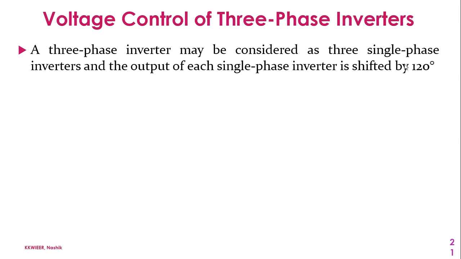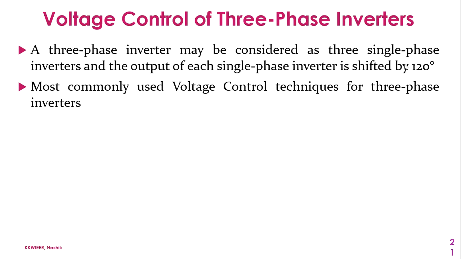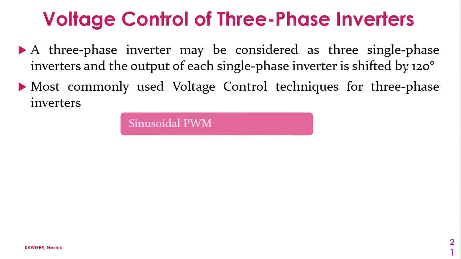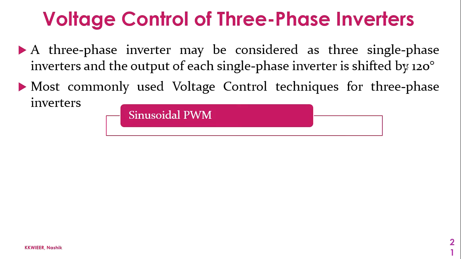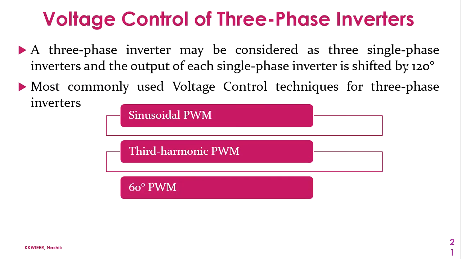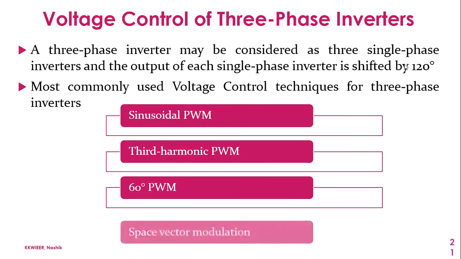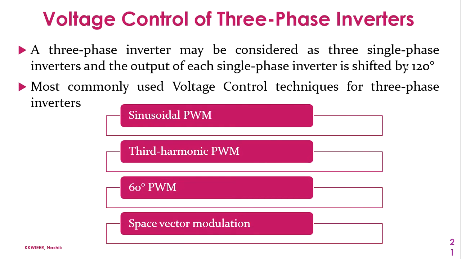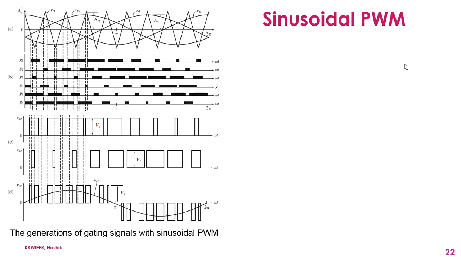by 120 degrees. The most commonly used voltage control techniques for three-phase inverters are: first, sinusoidal PWM; second, third harmonic PWM; next, 60 degree PWM; and space vector modulation. So in this video we are going to learn about these three PWM techniques. The first one is sinusoidal PWM.